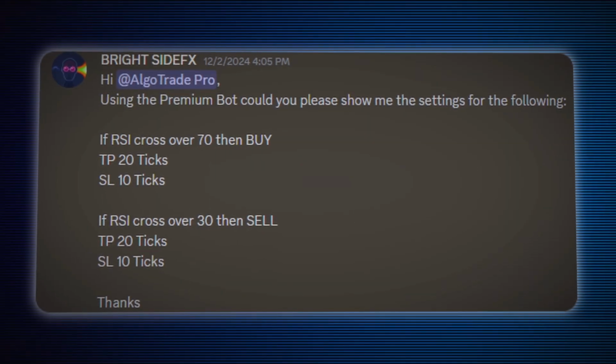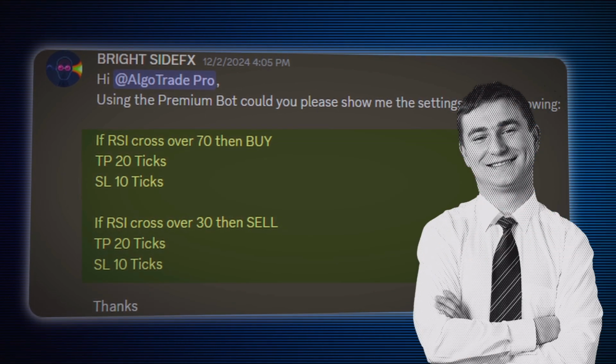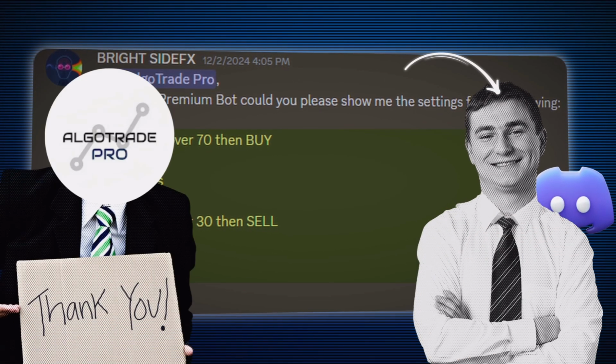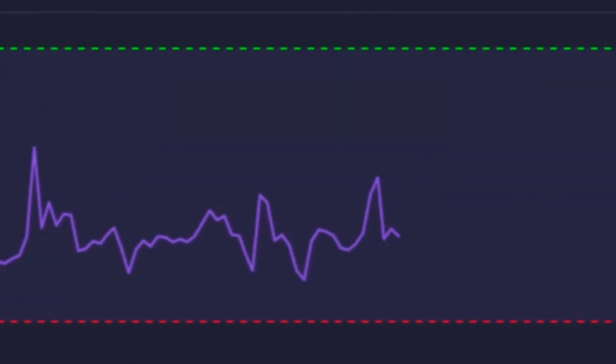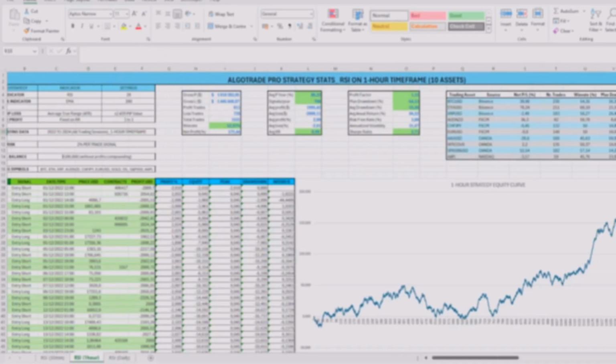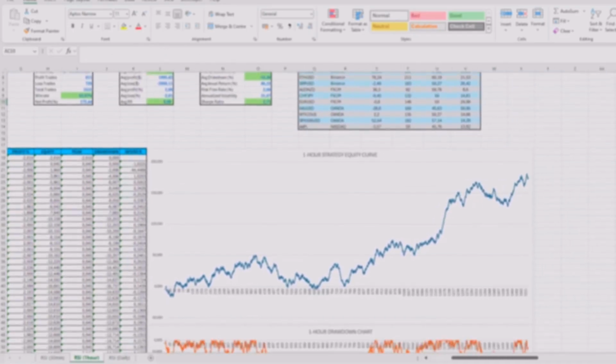To start, I want to give a special thanks to our Discord member who suggested this amazing strategy. Thank you so much for the idea, and now we will see how it performs in a large-scale backtest. Stay tuned because the results are going to blow your mind.